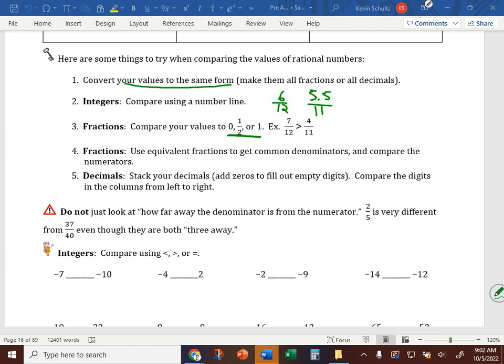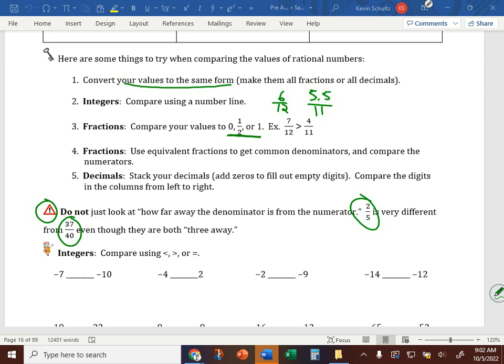What you want to watch out for, though, I get this repeatedly. It's a pet peeve of mine. You cannot just look at how far away the denominator is from the numerator. I get that a lot. That kids will say, this is more than this. And they say, well, because this is further away. If you look at the fractions 2/5 and 37/40, they're the same number away, right? 2 is 3 away from 5. 37 is 3 away from 40. Does that mean that they're equal? Not at all. Not at all.